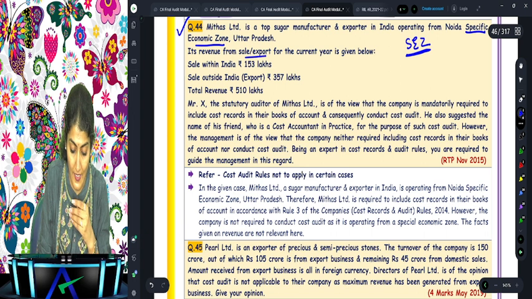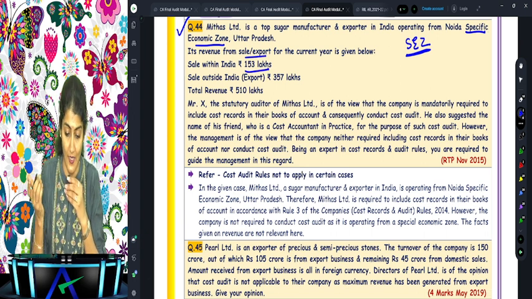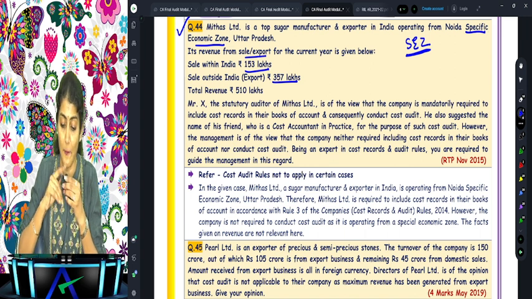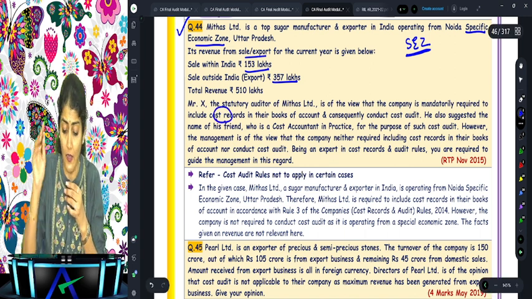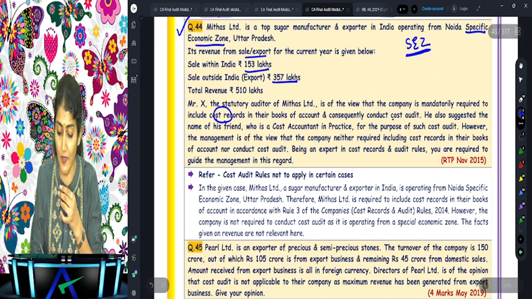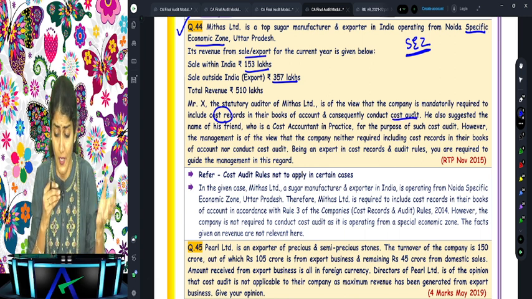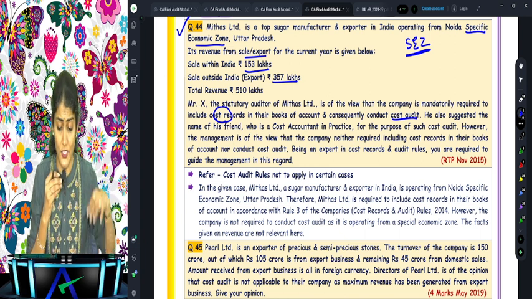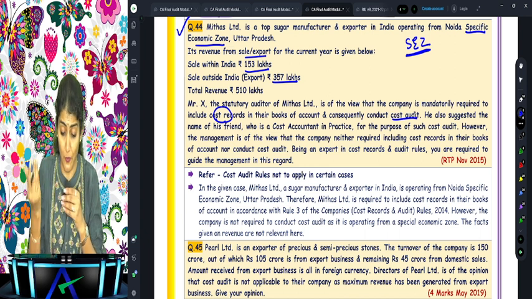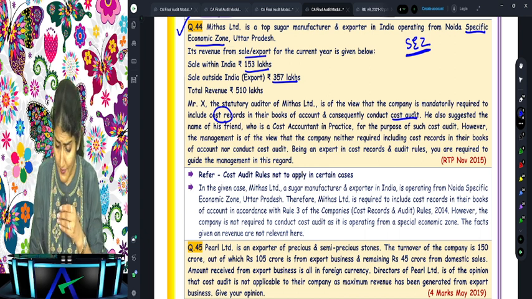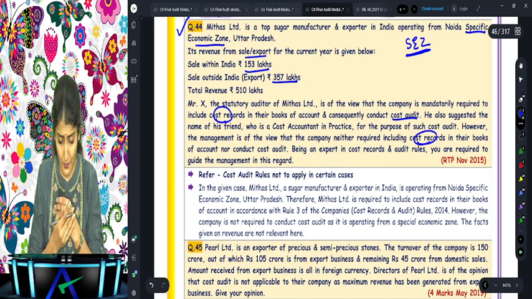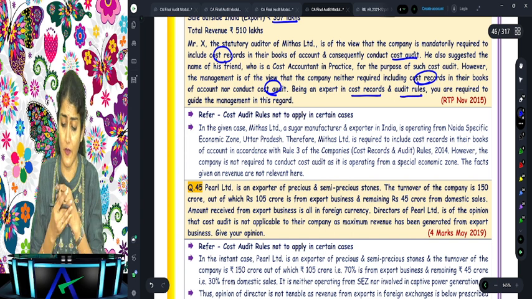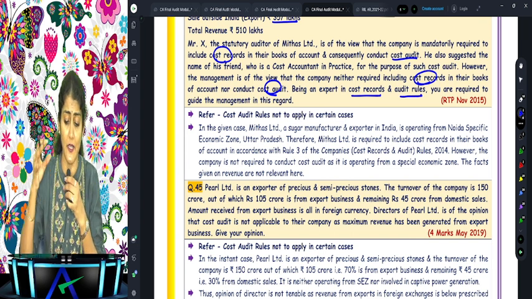It's revenue from sale export. Sale within India, 153 lakh. Sale outside India, 357 lakh. The auditor is of the view that the company is mandatorily required to include their cost records in their books of account and consequently conduct a cost audit. He also suggested the name of his friend who is a cost accountant in practice for the purpose of such cost audit. However, the management is of the view that the company is neither required to include the cost records nor conduct the cost audit. Being an expert in cost records and audit rules, you are required to guide the management in this regard, right?